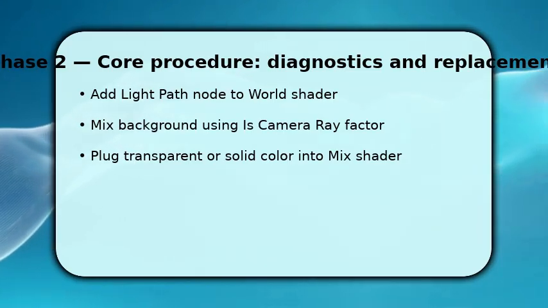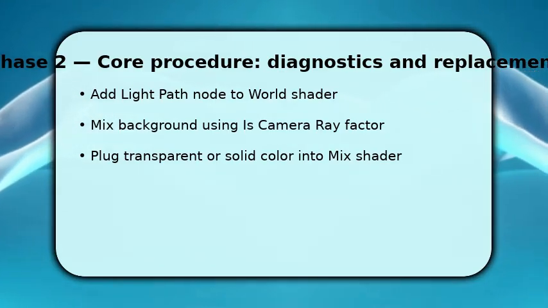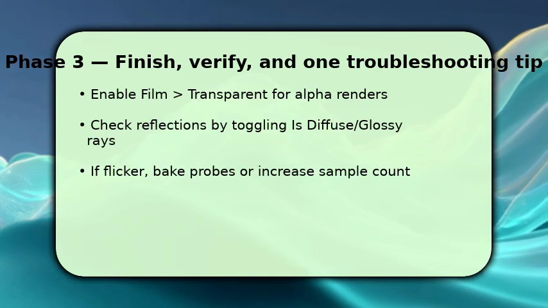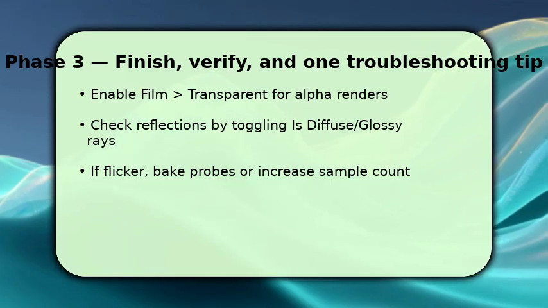Once connected, set the transparent background for renders that need compositing, and make sure Film Transparent is enabled if you want alpha. Finish by enabling Film Transparent so final renders have an alpha background when using the transparent mix.